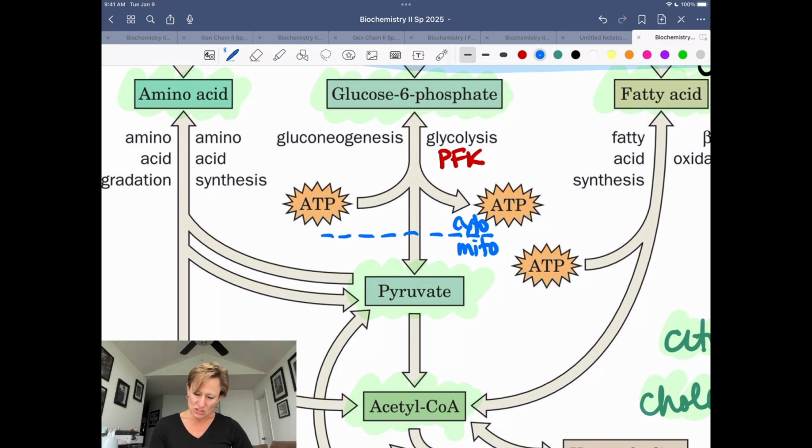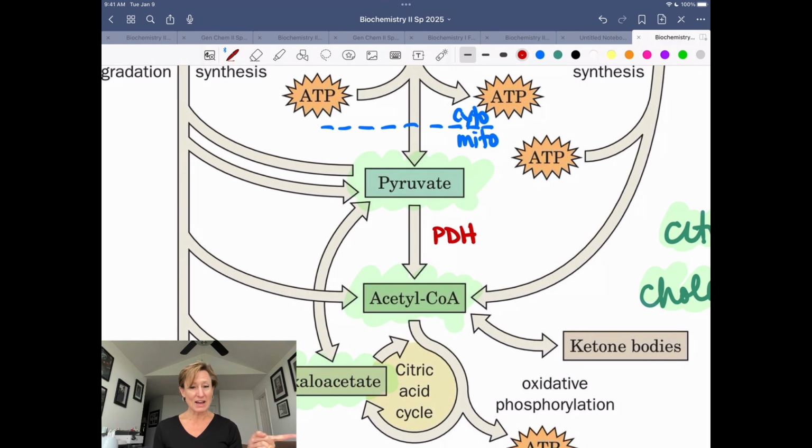Pyruvate basically needs to go into the mitochondrion, and that's why we are going to have pyruvate dehydrogenase chemistry happening in the mitochondria. All that E1, E2, E3 stuff, you don't need to know at this point. I need you to know that pyruvate is converted to acetyl-CoA by pyruvate dehydrogenase. Okay. Then we've got acetyl-CoA.